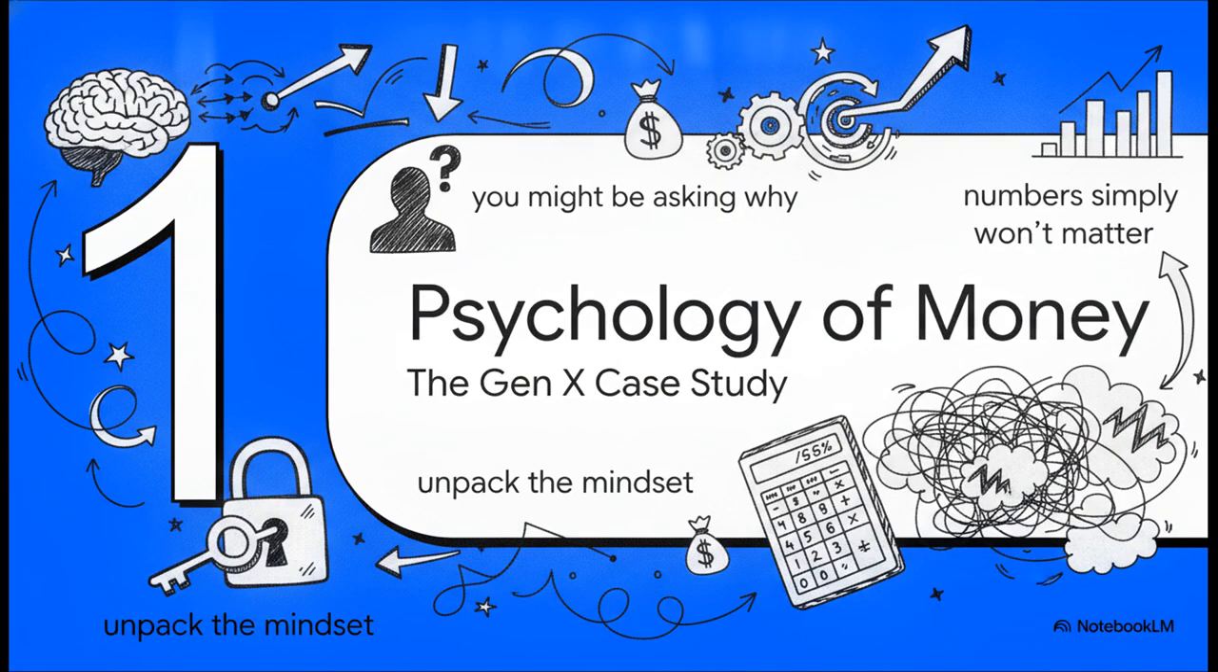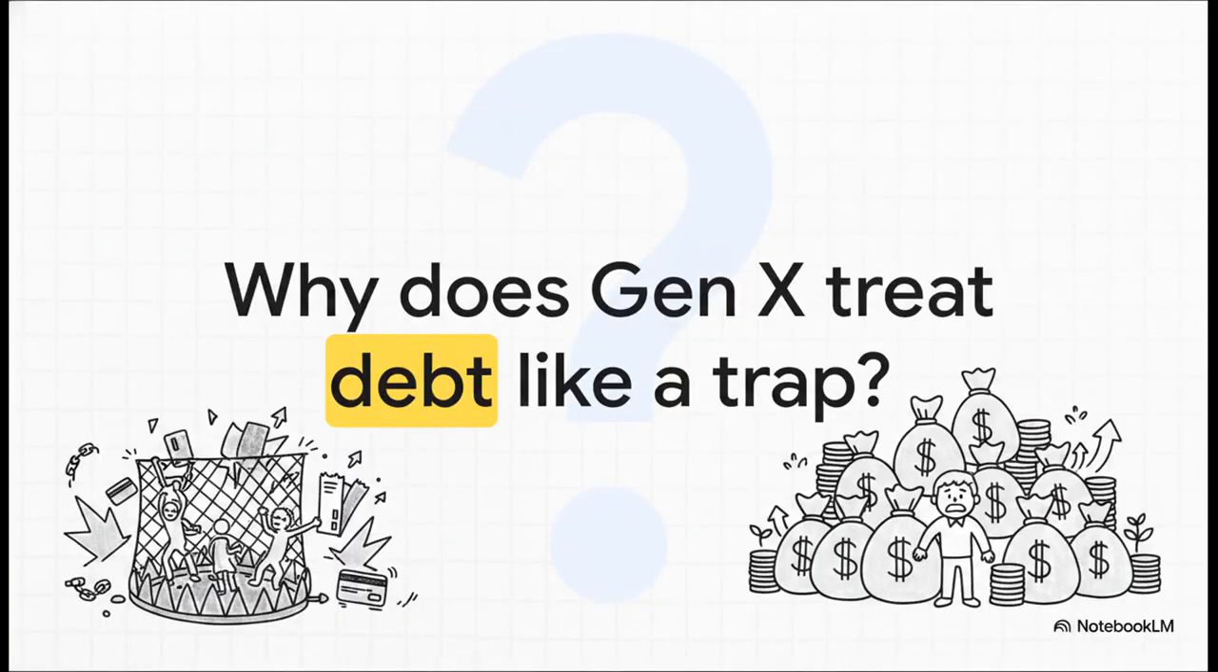Starting right off with Module 1, the psychology of money, where we'll unpack the mindset through a Gen X case study. So before we can ever hope to tackle the hard math, we absolutely have to unpack the mindset. Your brain is essentially the engine of your wealth. And if your internal financial logic is flawed, the numbers on your spreadsheet simply aren't going to matter.